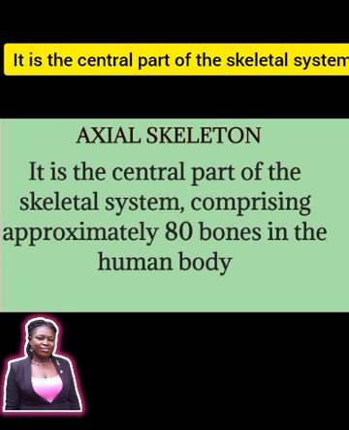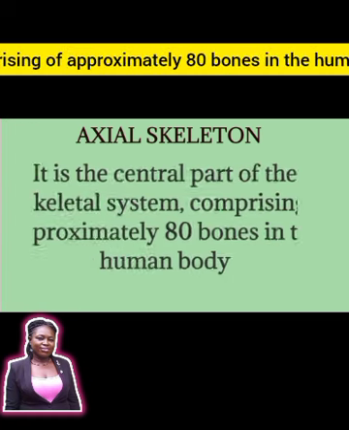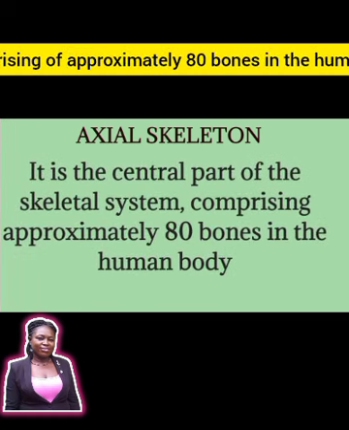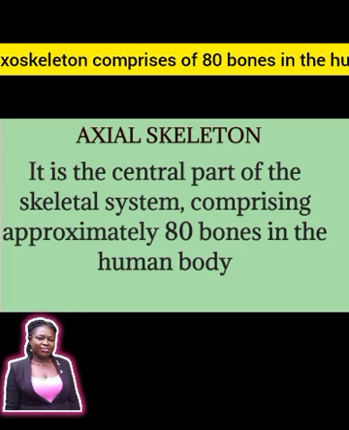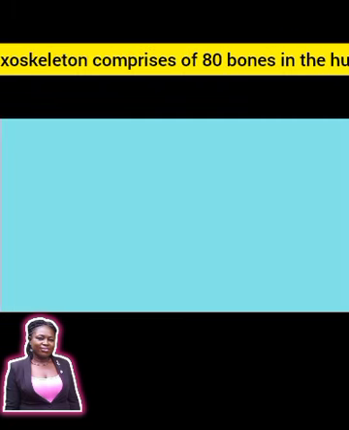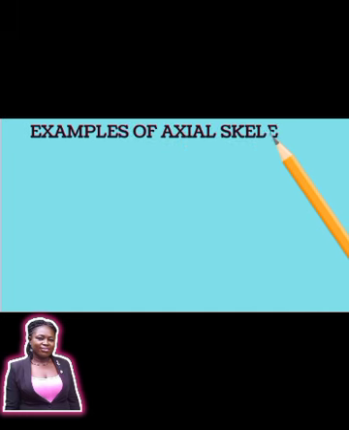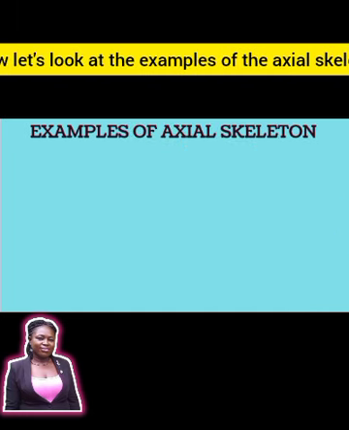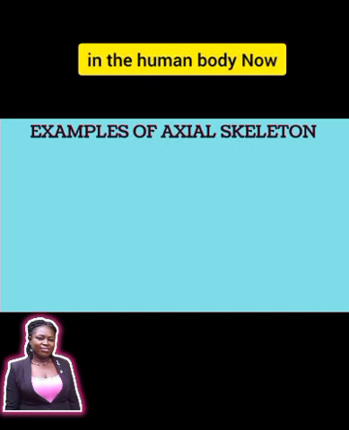It is the central part of the skeletal system, comprising approximately 80 bones in the human body. So the axial skeleton comprises 80 bones in the human body. Now let's look at the examples of the axial skeleton in the human body.